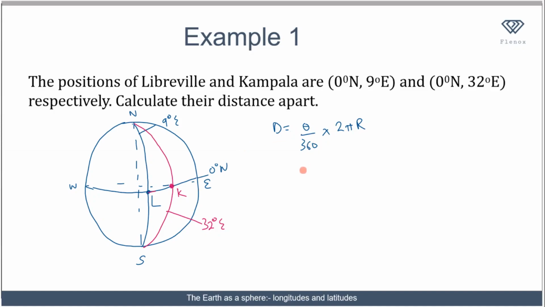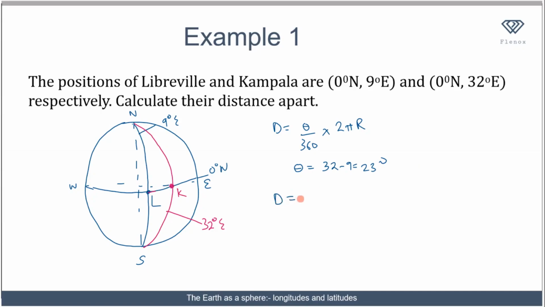So what do we do about their angle? Their angle theta is going to be the difference between them. So theta in this case is going to be 32 minus 9, and that gives us 23 degrees. So the angle between these 2 points is 23 degrees.